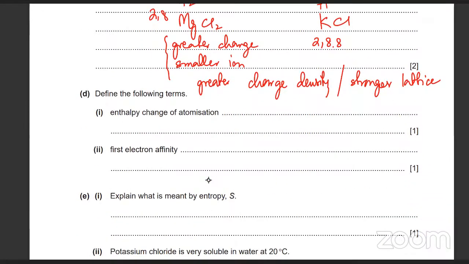Define the following terms: enthalpy change of atomization. What is enthalpy change of atomization? Endo or exo? Atomization is when you're forming atoms from the elements. It's the energy that is needed. You're breaking bonds. Endothermic. It's the energy that is needed to form 1 mole of gaseous atoms.